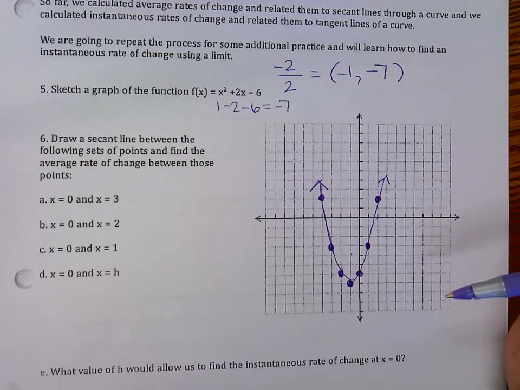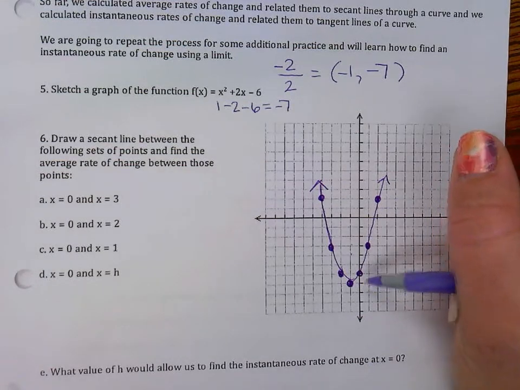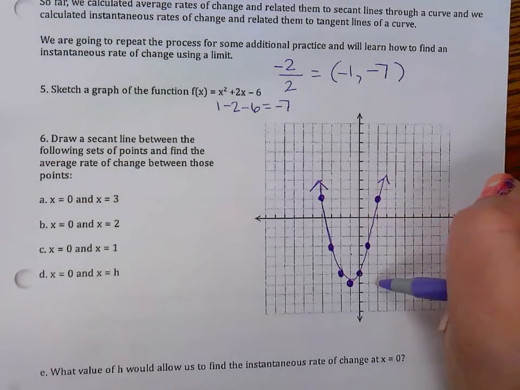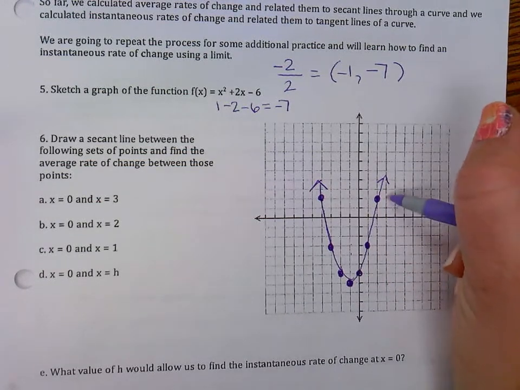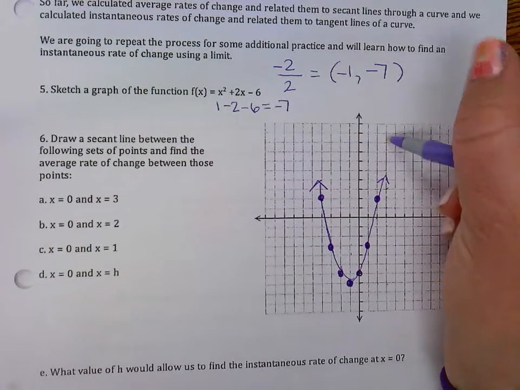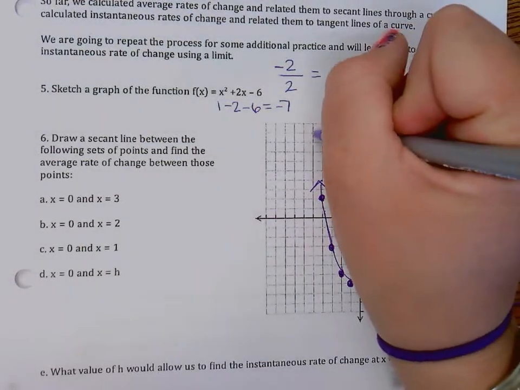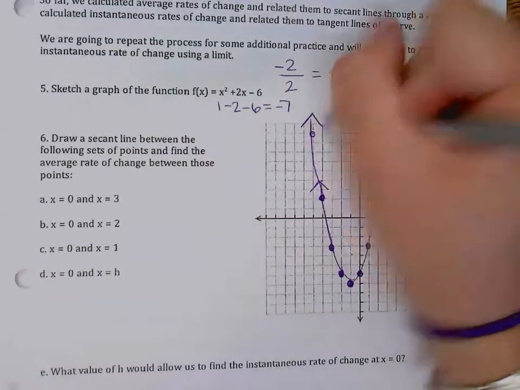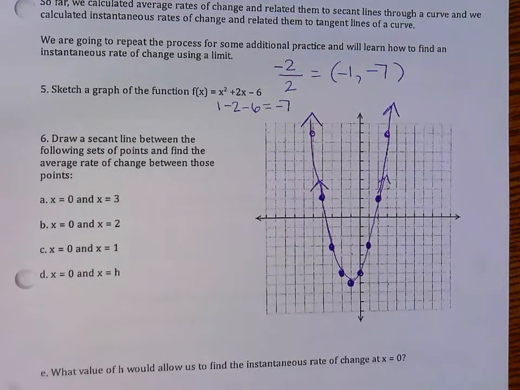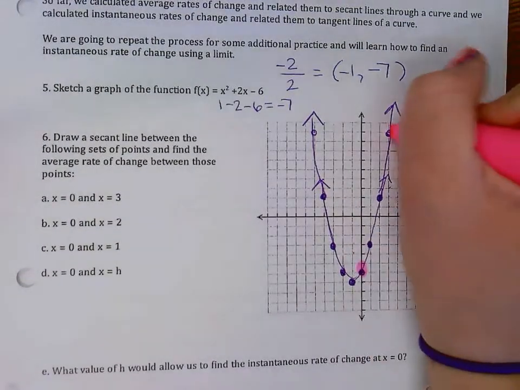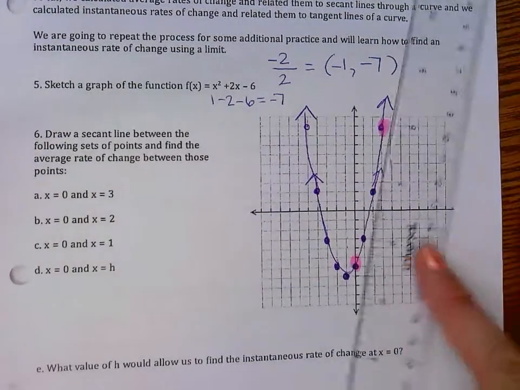Is that going to fit? I'd have to go over 4 and up 16, right? 1, 2, 3, 4. 1, 2, 3, 4, 5, 6, 7, 8, 9, 10, 11, 12, 13, 14, 15, 16. Right, because the first one is going from x equals 0 to x equals 3. It's that secant line, right, between those two pink dots.